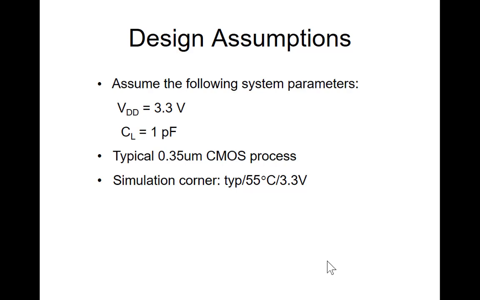So let's look at a design example. I'm going to assume the following system parameters: VDD of 3.3 volts and CL of 1 picofarad. I'm going to use a 0.35 micron process, and I'm going to eventually simulate this at typical, 55 degrees centigrade and a 3.3 volt supply.